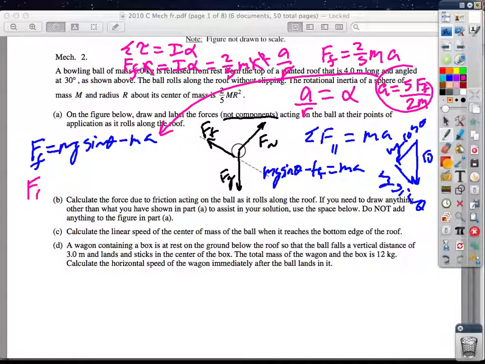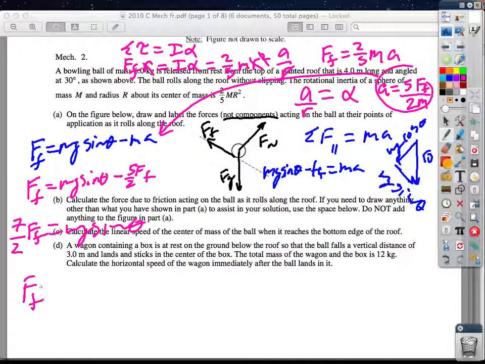Right, so that's going to give me f sub f is equal to mg sine theta minus 5 halves f sub f. And then when I move this over to here, I'm going to get 7 halves f sub f equals mg sine theta. And so f sub f is equal to 2/7 mg sine theta.